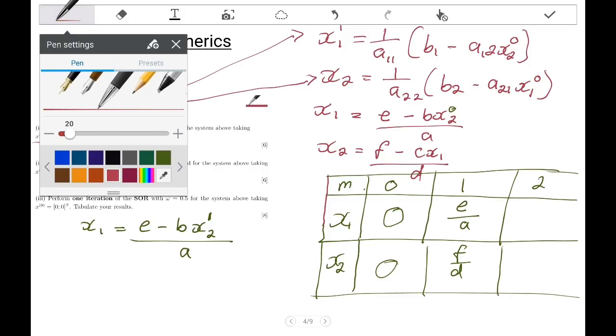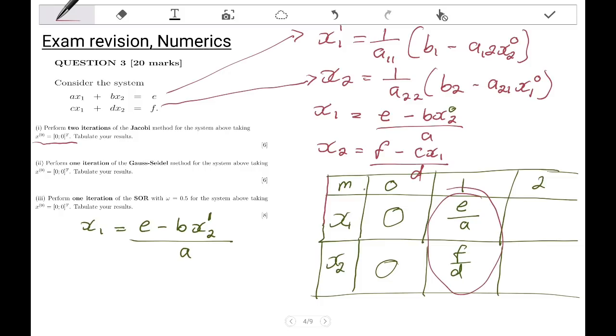So now, because we have the new values here, we're going to use them to substitute here so that we can get our new x1. So how to do that? You just substitute x2 by f over d. If you substitute x2 by f over d, you are going to have something like this: x1 is equal to e minus b open bracket x2 is f over d. Remember that this is the x2 of 1, if m is equal to 1.